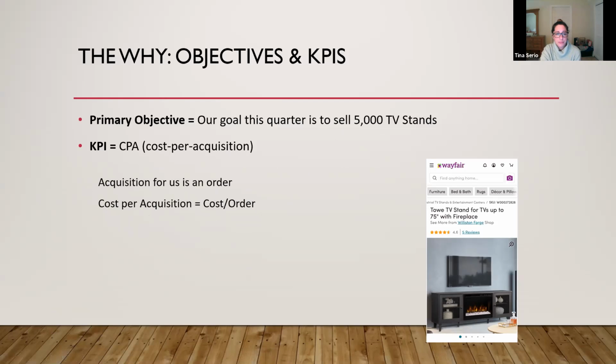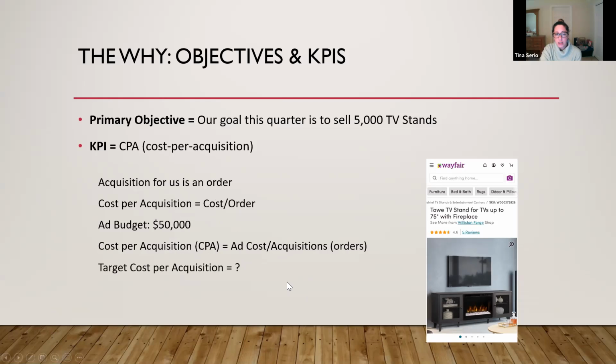Following me so far? All right, so let's say that Wayfair is going to get $50,000 to run this TV stand campaign. So they have an ad budget, their cost is $50,000. So if we look at that equation and we say ad cost, $50,000 over acquisition, what would their target cost per acquisition be? What would that equate to? Feel free to drop it into Slack if you're shy, or shout it on out.